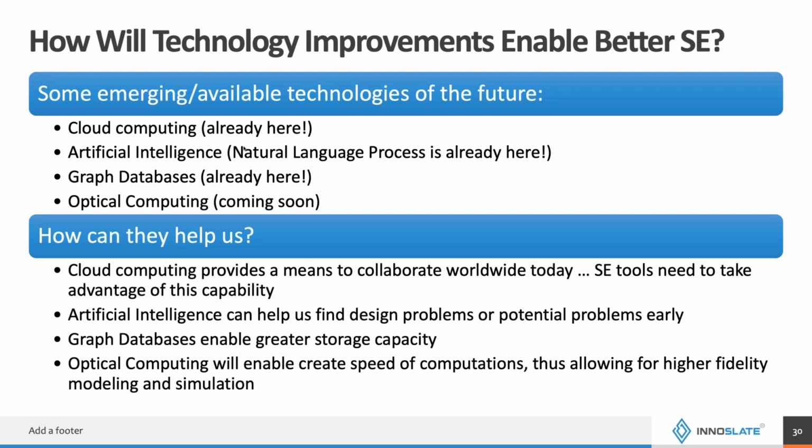And so also, how do we improve the technology to make for better systems engineering? First of all, some of the emerging technology that's available: cloud computing. Well, we've been using it for almost 10 years now. Artificial intelligence, again, NLP's here, machine learning's here. We're using it in our developments, and we want to expand that use in the future. Graph databases are also already here. The problem right now, the reason we're on Google Bigtable, which is basically a graph database, a NoSQL database.